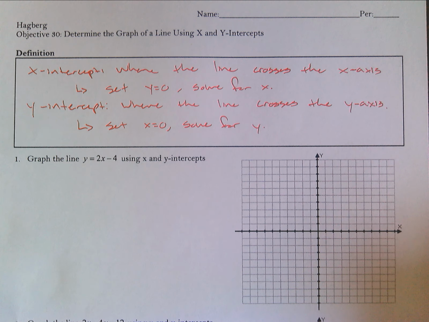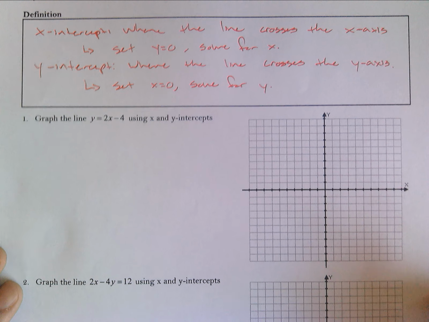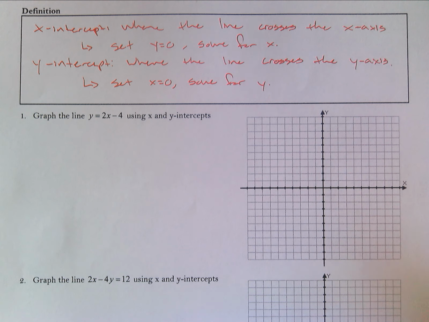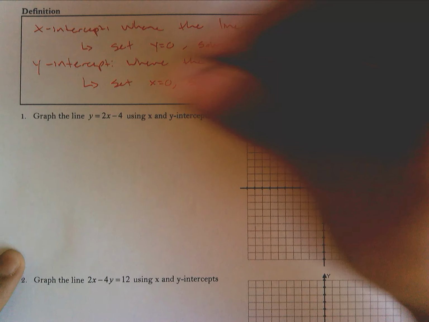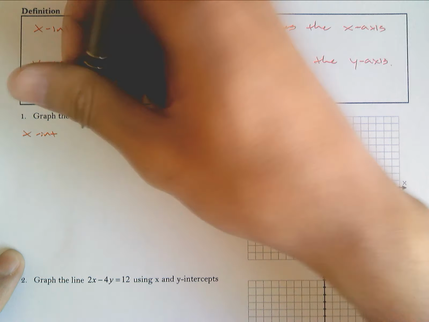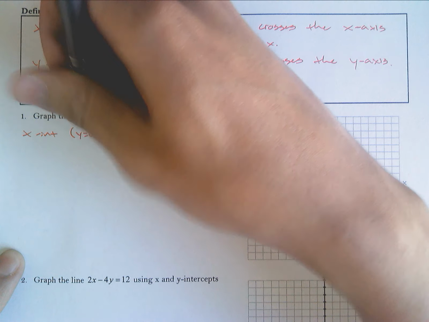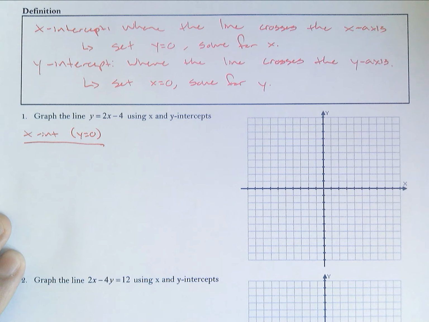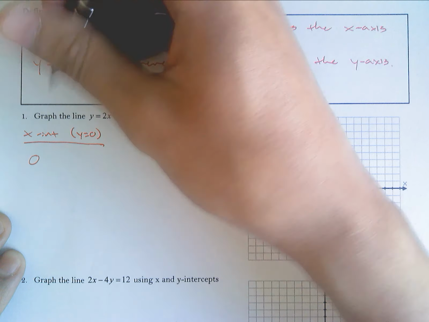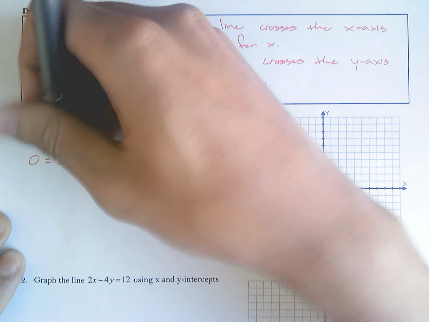All right, so now I've got an equation, y equals 2x minus 4. You might immediately recognize this is in slope-intercept form, but we're going to graph this using intercepts instead of graphing how we have in the past. So we're going to start with the x-intercept, and as a reminder, that is where y equals 0. So we're going to set y equal to 0 and then solve for x.